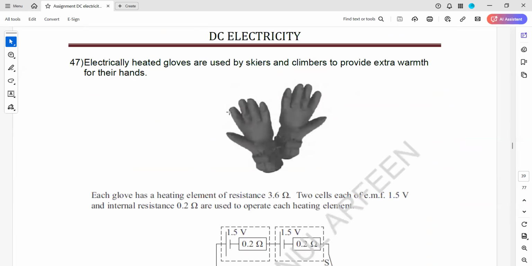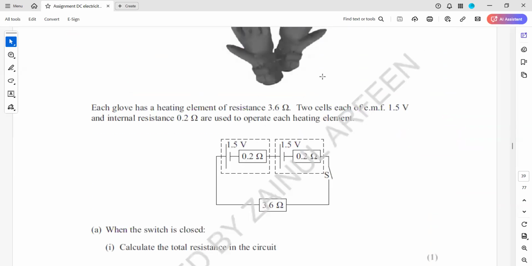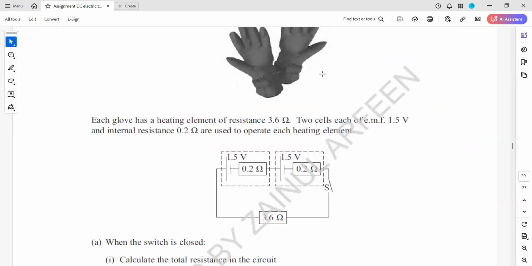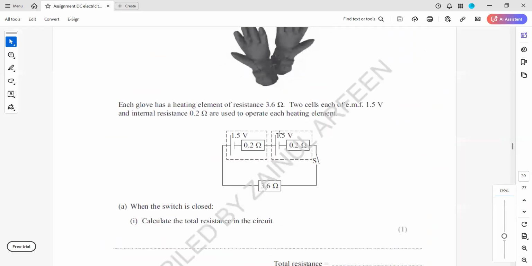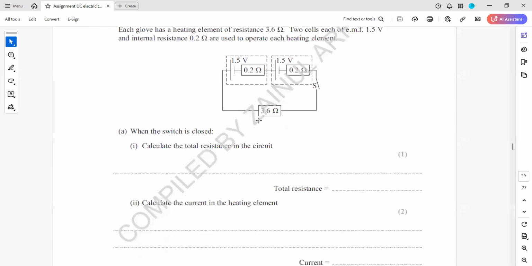Next, electrically heated gloves are used by skiers and climbers to provide extra warmth for their hands. Each glove has a heating element with a resistance of 3.6 ohms, and two cells with an EMF of 1.5 volts and internal resistance. Whenever there is internal resistance, the battery is represented this way. When the switch S is closed, calculate the total resistance in this circuit.